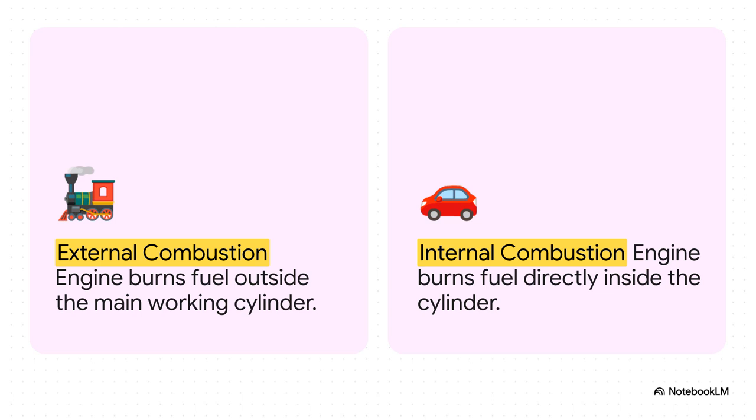Now, there are two primary ways we achieve this mechanical translation. On one side, we have the external combustion engine, or ECE. This is where the fuel burns outside the working cylinder. Think of a classic steam locomotive, right, where you're shoveling coal into a totally separate boiler. But on the flip side, we have the internal combustion engine, or ICE. Because the fuel burns directly inside the cylinder itself, ICEs are super compact, incredibly efficient, and they start up almost instantly. And honestly, that's exactly why they're the absolute standard for modern cars today.